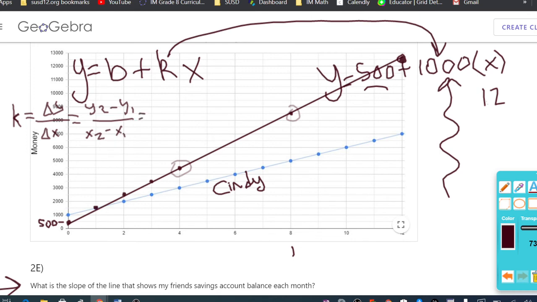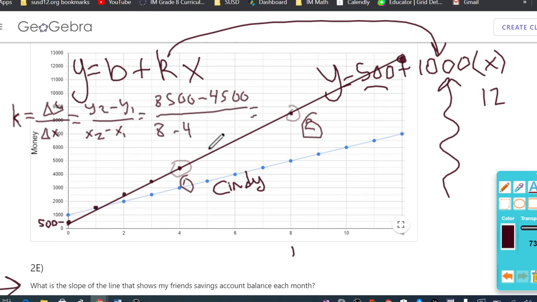Okay, look at our points. We'll call this point 2, and we'll call this point 1. So y2 is 8,500. And then subtract y1, that's 4,500. Divide that by x2, which was 8 months, minus x1, which is 4 months.